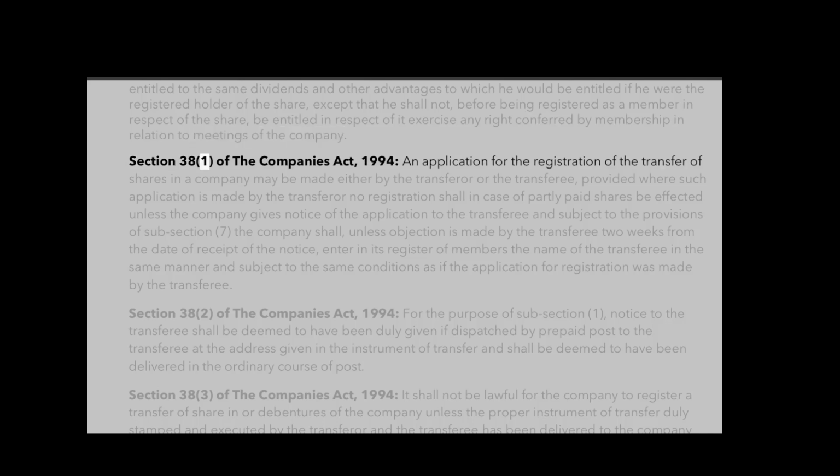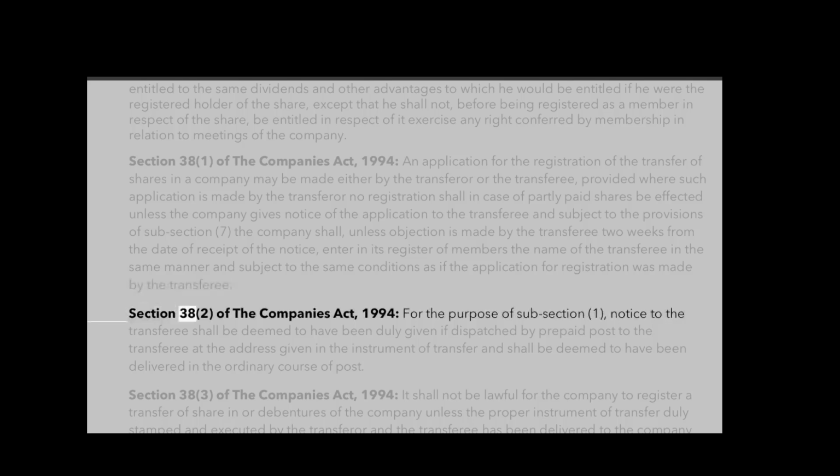Section 38(1) of the Companies Act, 1994. An application for the registration of the transfer of shares in a company may be made either by the transferor or the transferee, provided that where such application is made by the transferor, no registration shall, in case of partly paid shares, be effected unless the company gives notice of the application to the transferee, and subject to the provisions of subsection 7, the company shall, unless objection is made by the transferee within 2 weeks from the date of receipt of the notice, enter in its register of members the name of the transferee in the same manner and subject to the same conditions as if the application for registration was made by the transferee.